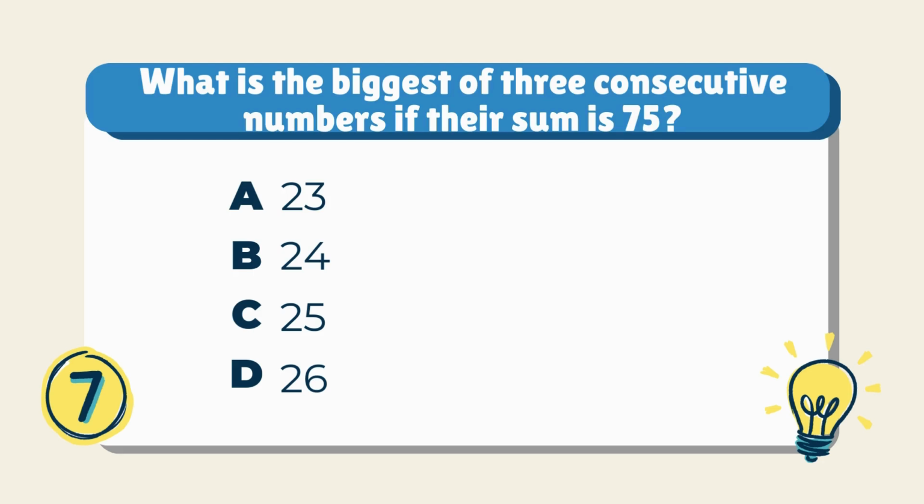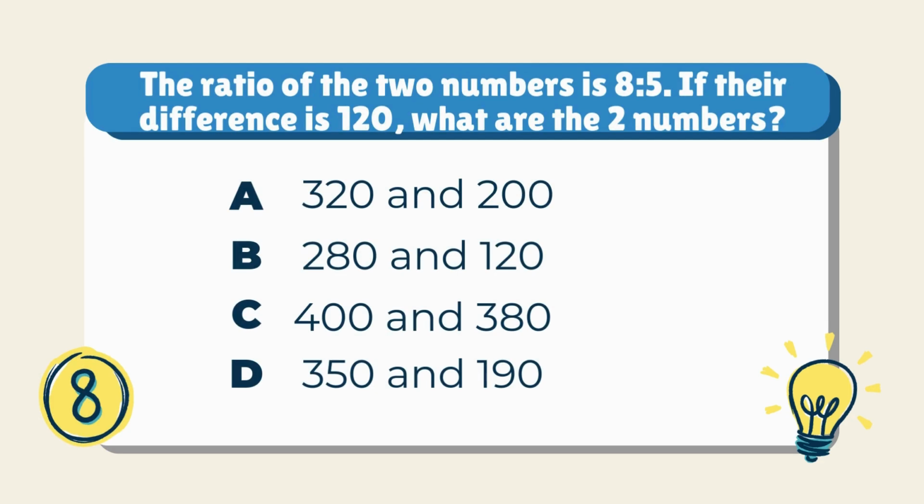Time's up. The correct answer is letter D, 26. Question number 8. The ratio of two numbers is 8:5. If their difference is 120, what are the two numbers? A, 320 and 200, B, 280 and 120, C, 400 and 380, D, 350 and 190. Your timer starts now.